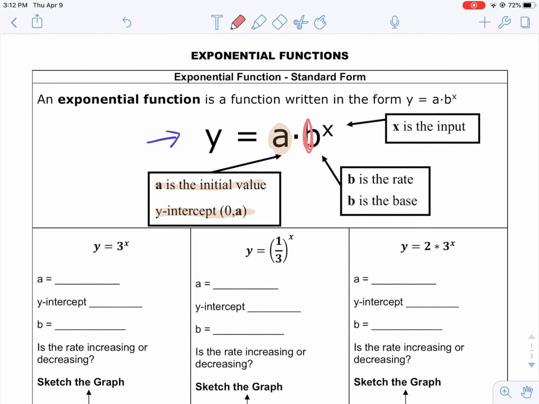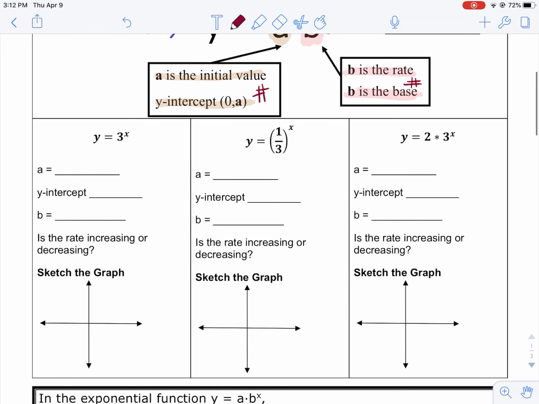Next, we have a base rate. So we've never had something like this before. So that is your rate. It's kind of like your slope, but it's the rate at which things are increasing or decreasing. And then notice x is your input. So a and b are usually numbers that we have listed that tell us facts about this function. And x is the input. X is like what you would put in for x, and it would go out for y.